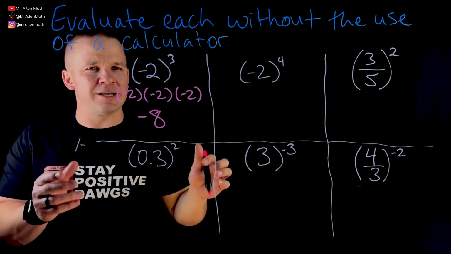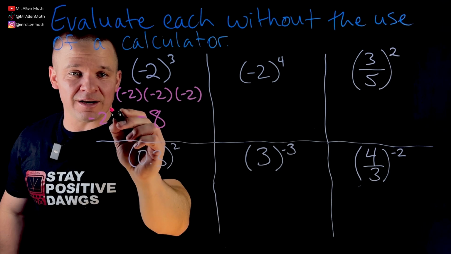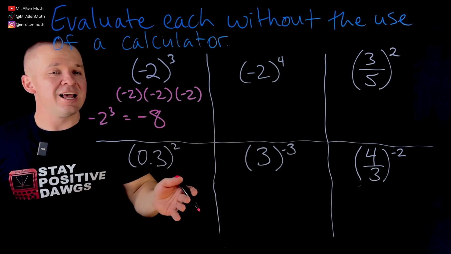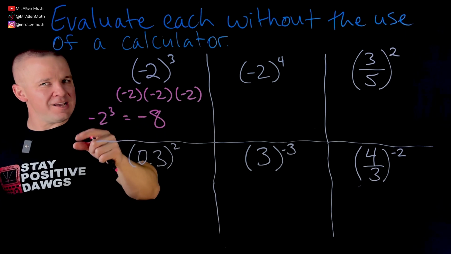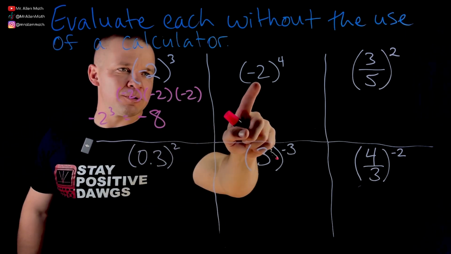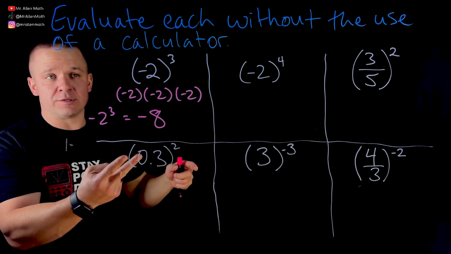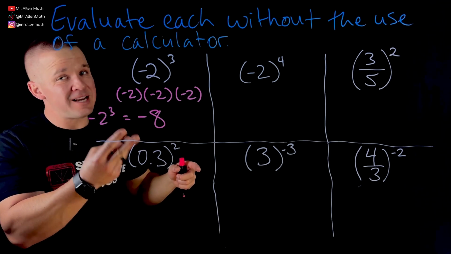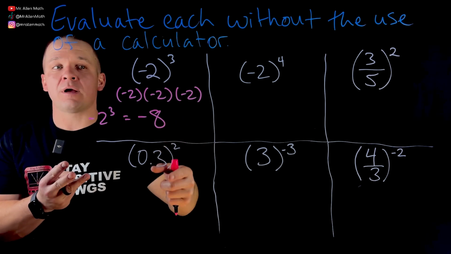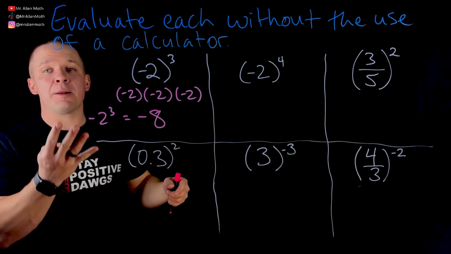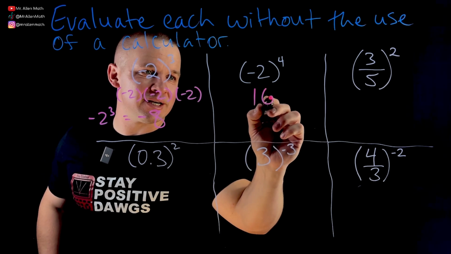Now, for this one, it doesn't really matter if we had parentheses or not. I would get the same thing if I did -2 to the third. I would still get -8. But that is not true when we have an even power. Check it out. For this one, I have -2 to the fourth power. Well, -2 times -2 is +4, times -2 is -8, like we had here, but times -2 again, and I get +16. So for this one, I'm going to get +16.